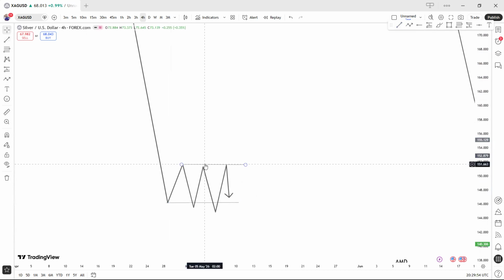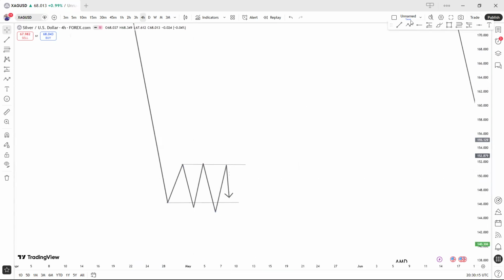Is it respecting resistance more? Is it respecting support more? Which one is it respecting more? It's respecting the resistance, yeah, but it's not respecting the support. Yeah, exactly, you got it. It's respecting the resistance more and it's neglecting support. Automatically it's showing you that this thing does have a tendency of going down.